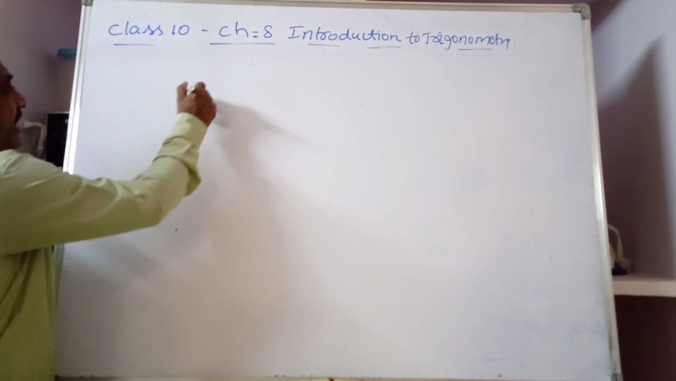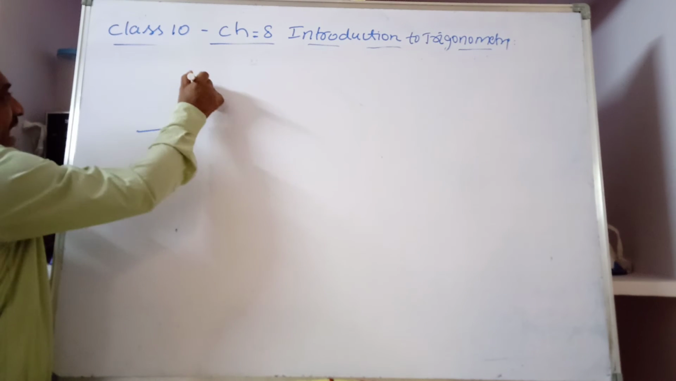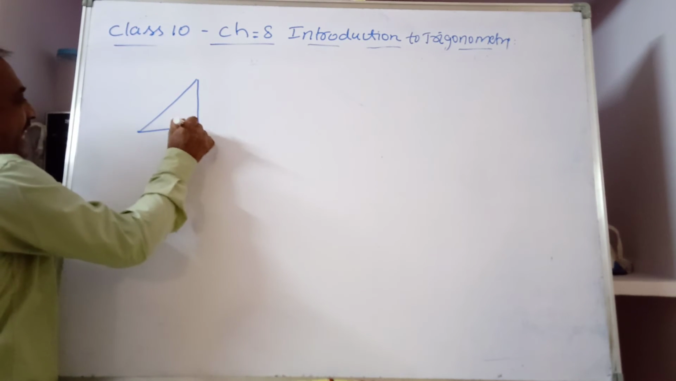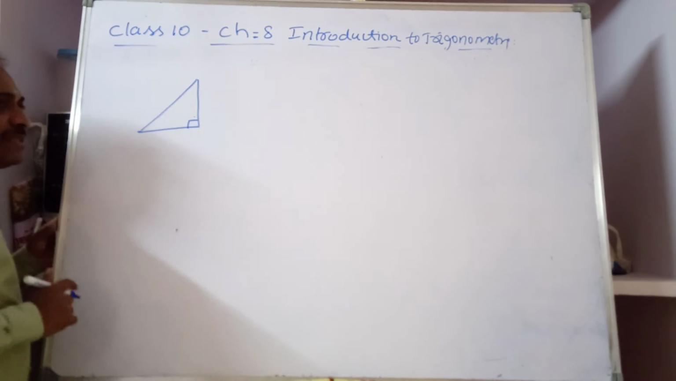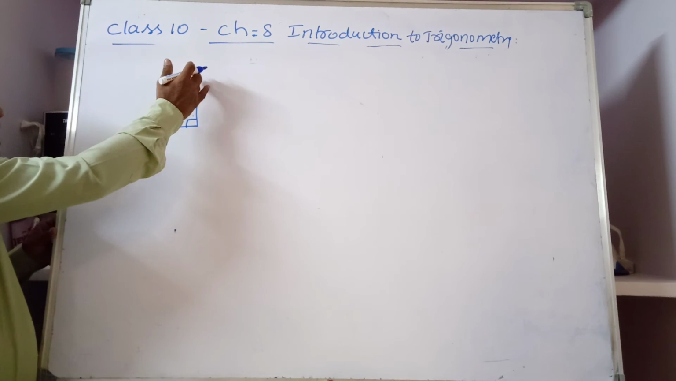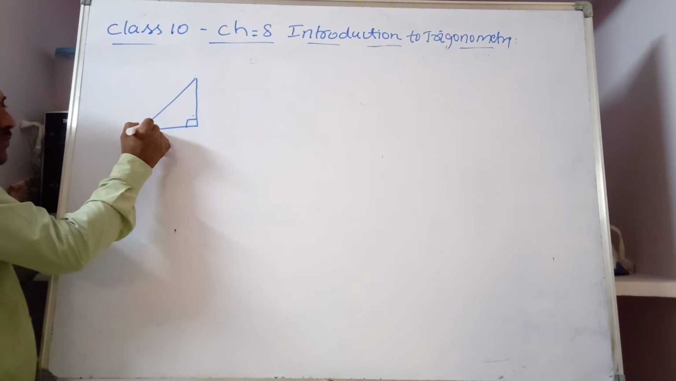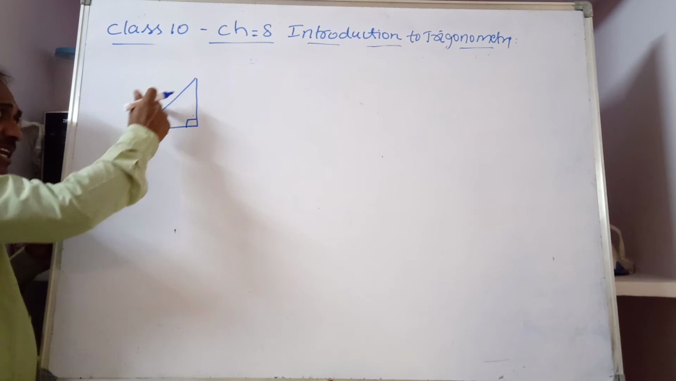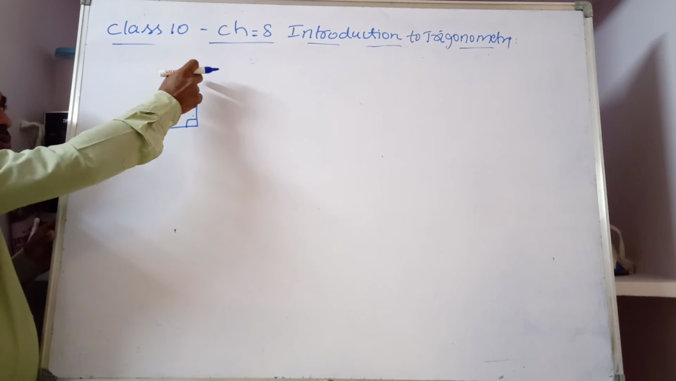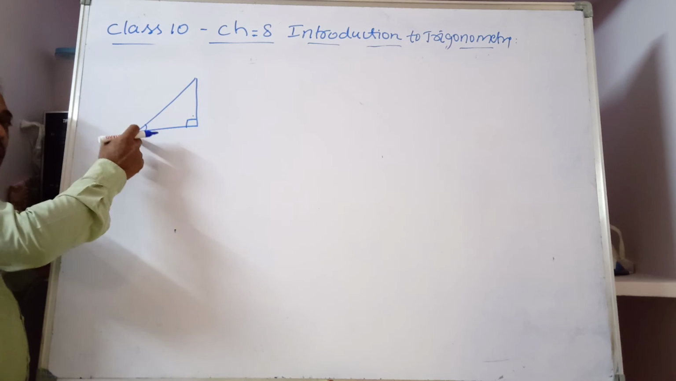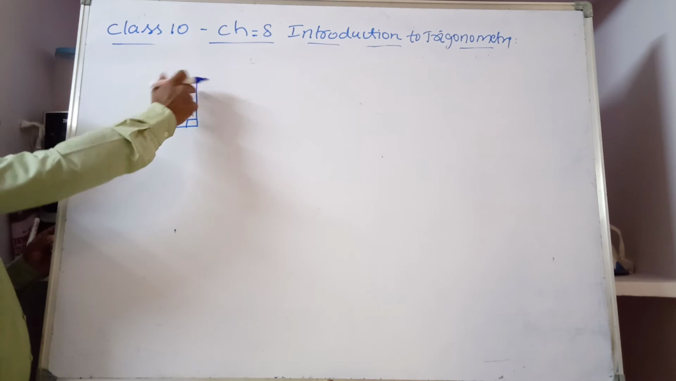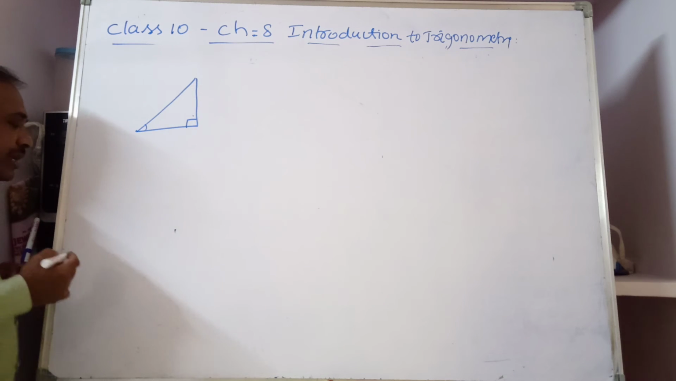Similarly, we find for 0 degrees and 90 degrees. When it comes to 0 degrees, 0 degrees means the line. Observe it. If it is 90 degrees, it is a right angle triangle. 0 degrees means an acute angle with the opposite side being 0. Can it form a hypotenuse? It will keep coming closer and closer. So sine 0 is nothing but 0.